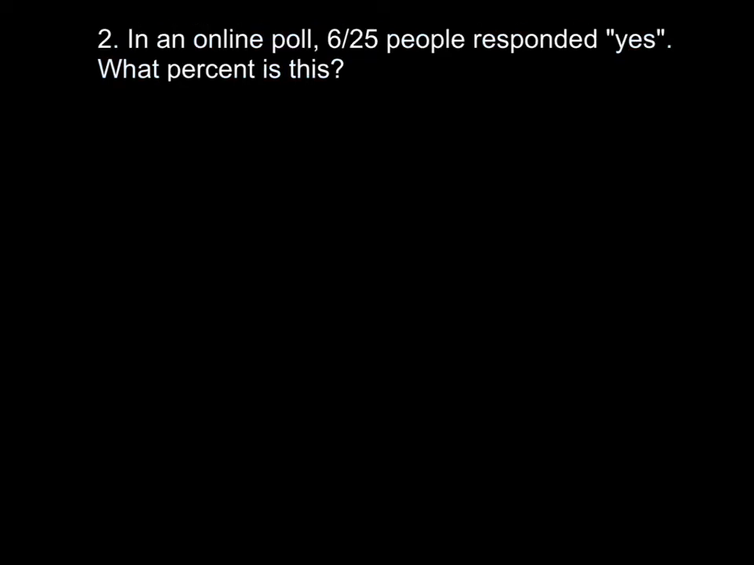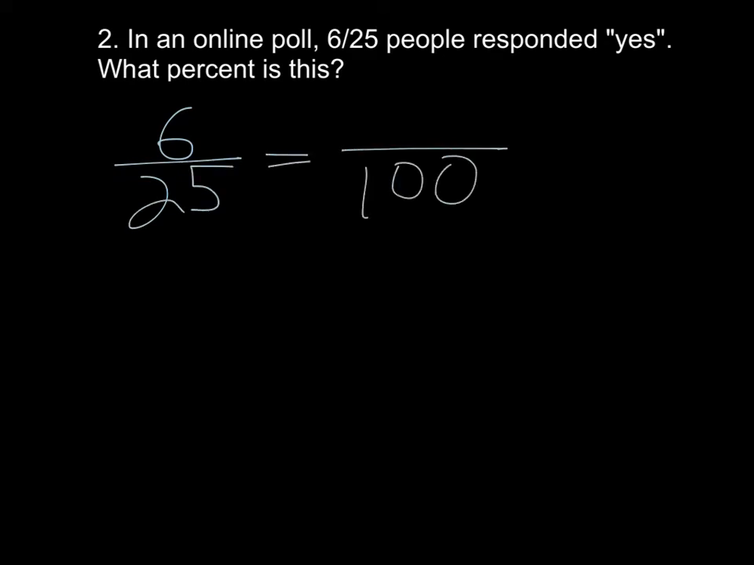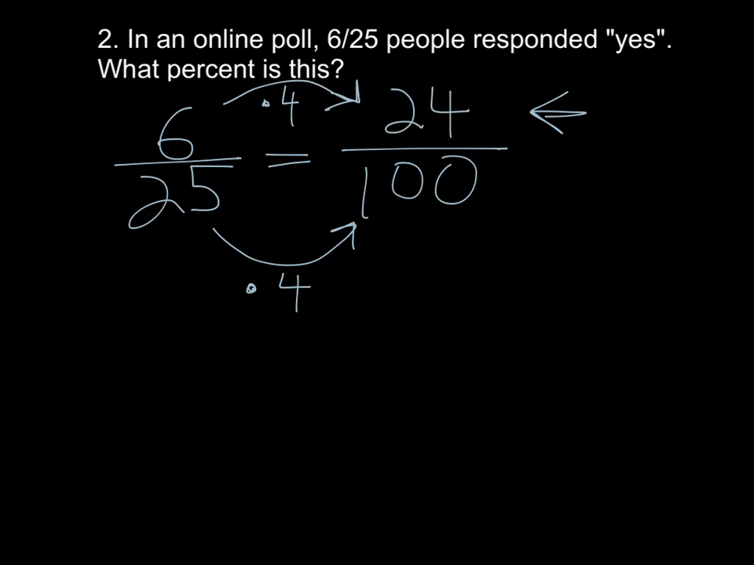The next question says, in an online poll, 6 out of 25 people responded yes. What percent is this? Well, we know that 6 out of 25 equals something out of 100. We're trying to find a percent, so we have to put it out of 100. To get from 25 to 100, we multiply by 4. So we have to do the same thing on the top. That gives us 24 out of 100. How can we write this as a percent? 24%.